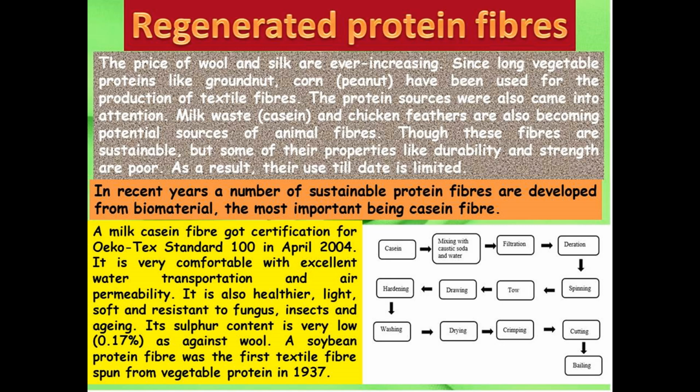The figure shows the flow sheet of casein fiber production. Casein is mixed with caustic soda and water, then filtered, deaerated, spun into tow and then drawn, hardened, washed, dried, trimmed, cut and made into bales.